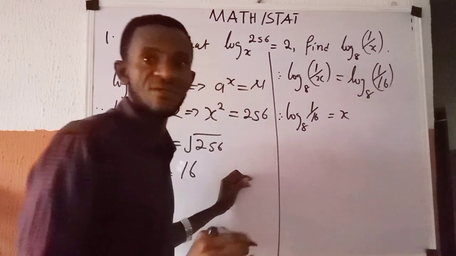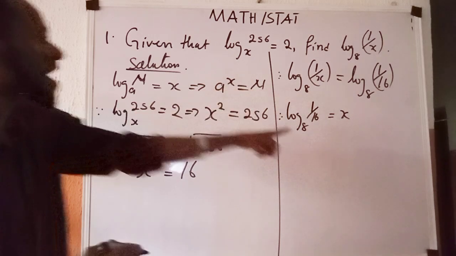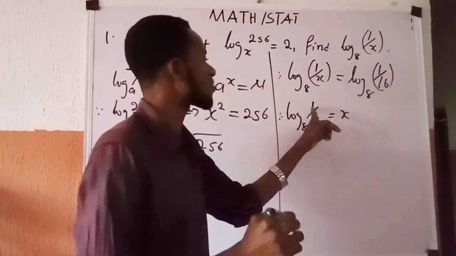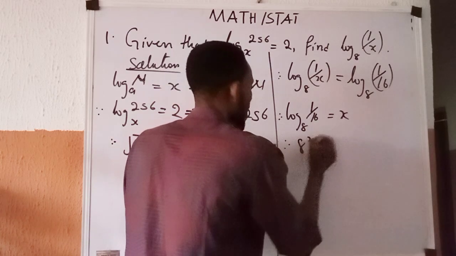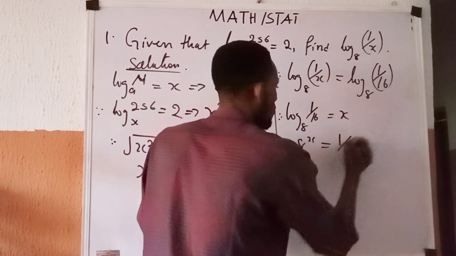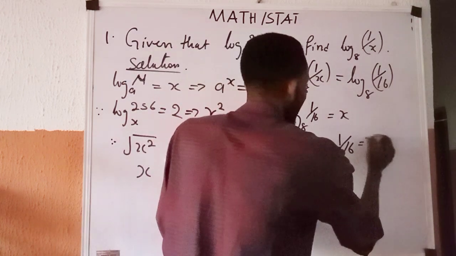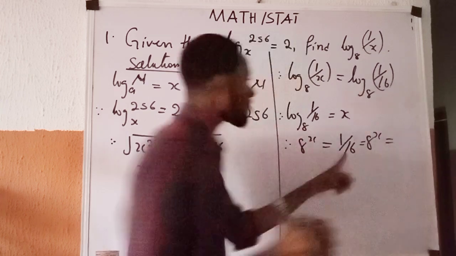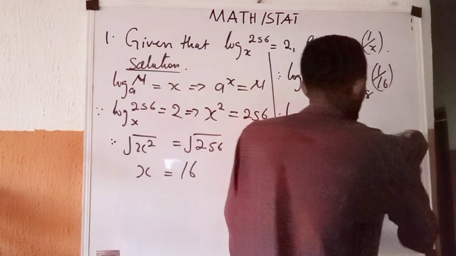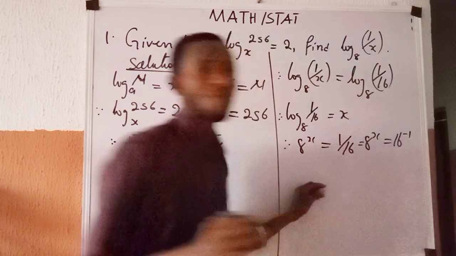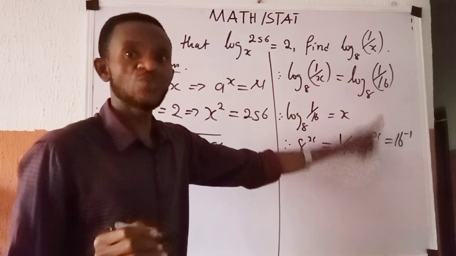And like what I did here, a raised to power x is equal to n. I am going to say 8 raised to power x is equal to 1 over 16. So 8 raised to power x is equal to 1 over 16. Of course, 1 over 16 is just 16 raised to power minus 1. Of course, this 8 can be expressed in index form as 2 raised to power 3.